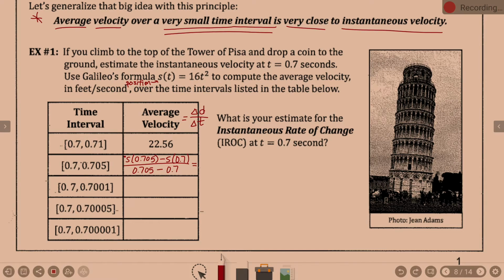So now one way to do it would be to use your fraction bar, right? At least I would. And then it's 16 times 0.705 squared minus 16 times 0.7 squared over 0.705 minus 0.7. Apparently, I like taking a really long way. And then I'm just giving you an example of how you could do it. Can you take really long ways and get there? Oh yeah, right? You do you.